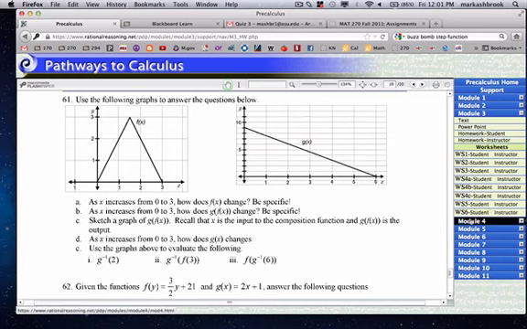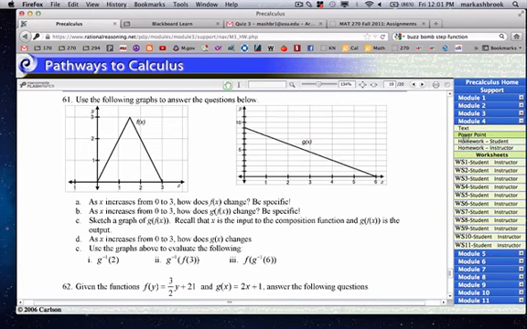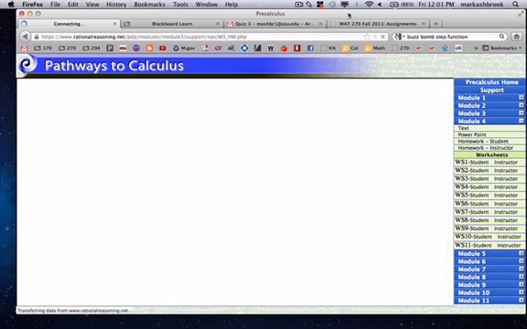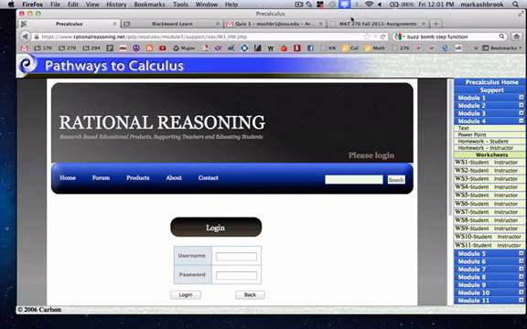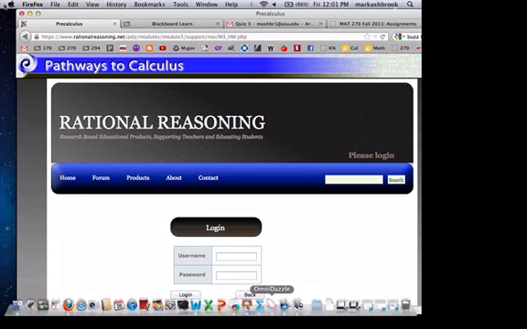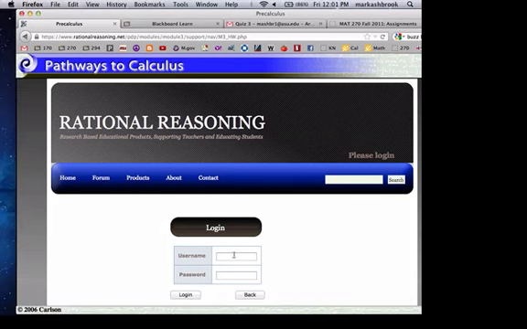On to Module 4. Here it comes. Is it up there? Nope, not yet. Just a blue screen.